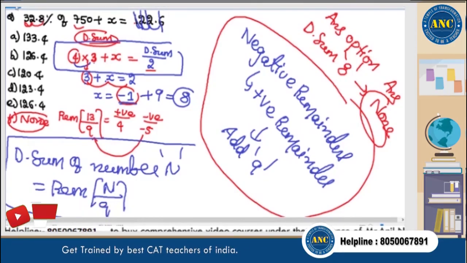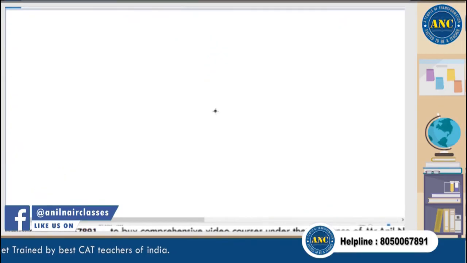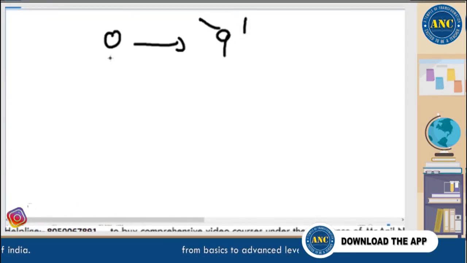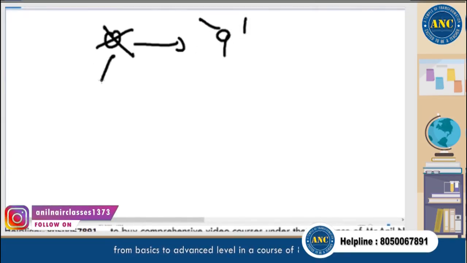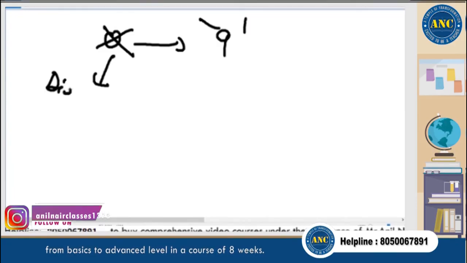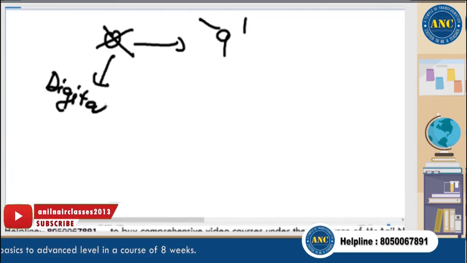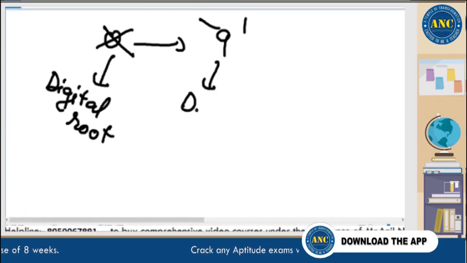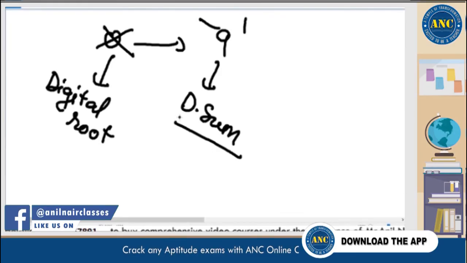We will solve more and more problems. Raju, if you get 0, it is nothing but 9. Digital sum cannot be 0, beta. 0 is called digital root, which I explained a few days before. It is in digital root; 9 is in digital sum.